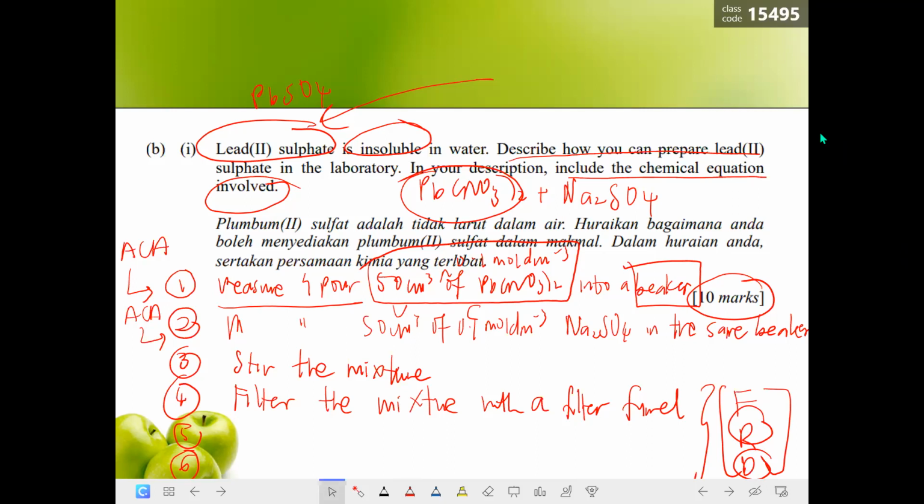R is rinse, right, sir? Okay, so rinse the precipitate with distilled water. Then dry. Okay, what's the full sentence? Dry with filter paper. So dry the precipitate or the crystal form between 2 filter papers.